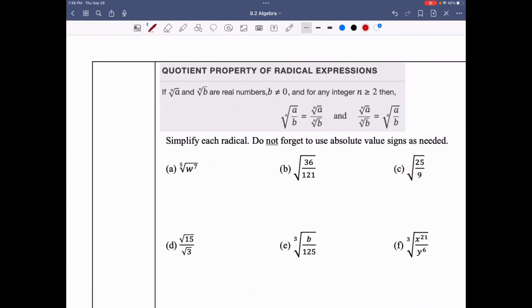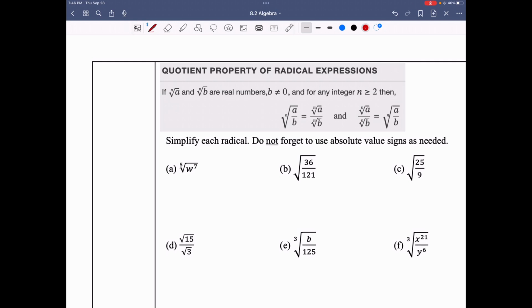The quotient property of radical expressions says that if the nth root of a and the nth root of b are real numbers, and b cannot equal 0, and for any integer n that's greater than or equal to 2, then the nth root of a over b is equal to the nth root of a over the nth root of b, and vice versa.